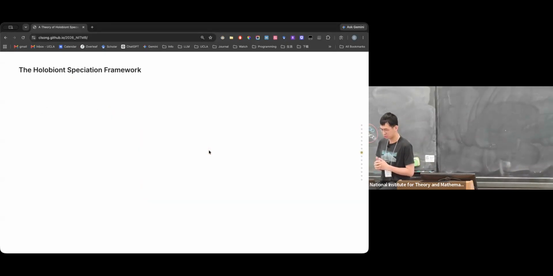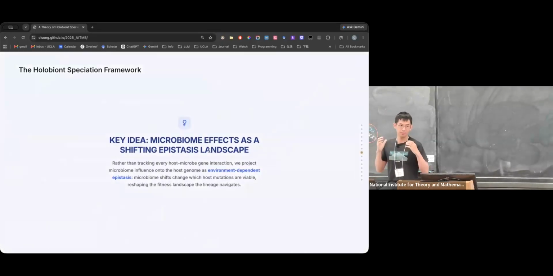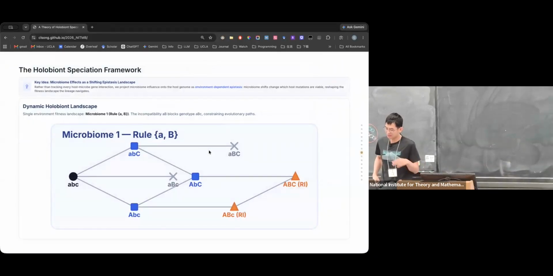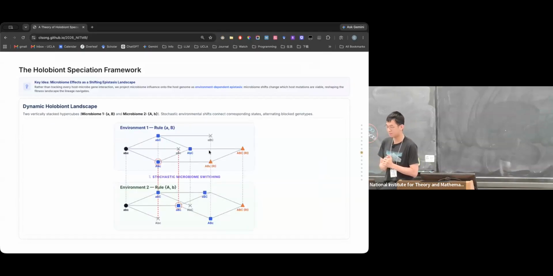So here we propose a new model where, instead of specifically modeling the effect of microbiome-host genome incompatibility, we consider the microbiome effect as a mapping that shifts the epistatic landscape. Suppose that with one microbiome environment, the host gene incompatibility would be little a, big B. Then suppose we introduce another microbiome environment with a different set of rules, changing the epistasis, so the new host incompatibility will be big A, little b.